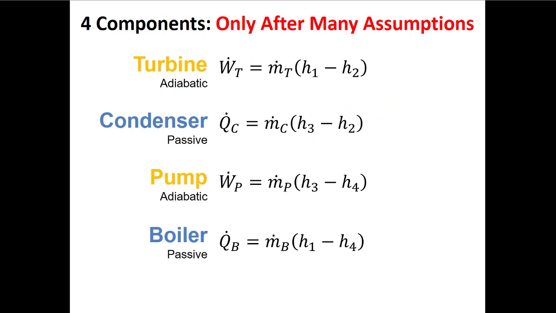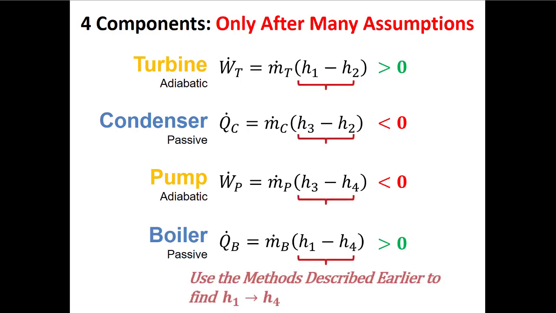When I do this, I get some expressions that are familiar to me. If I can make all those assumptions, then my turbine power and my pump power are m dot times h in minus h out, and the heat transfers in the condenser and the boiler are q dot equals m dot times h out minus h in. I expect my turbine power to be positive because I'm producing power. My condenser, I'm rejecting heat, so that should be negative. My pump is adding power into the system, so work in is negative. And I'm adding heat at the boiler, so this should be positive.